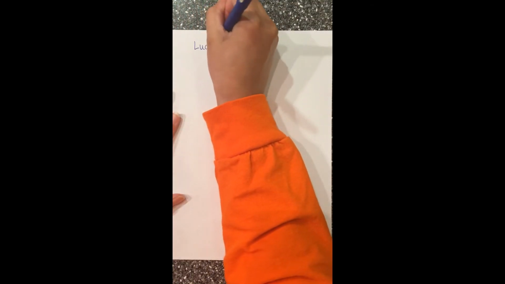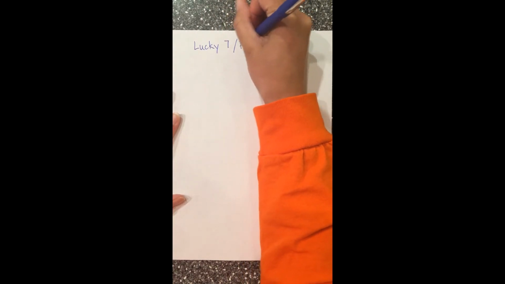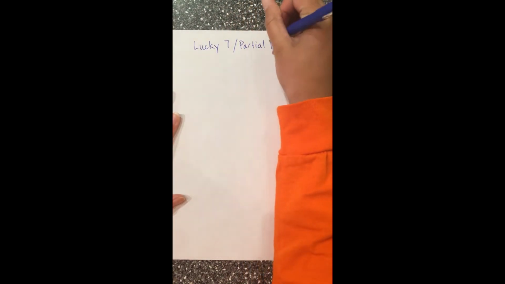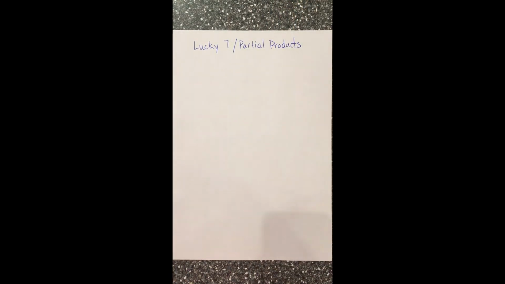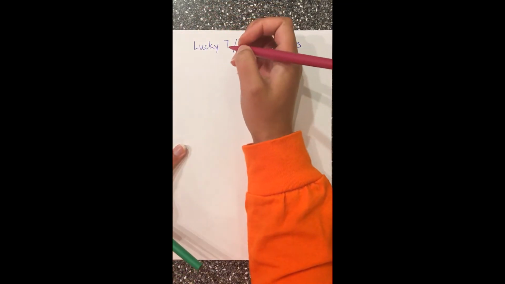Now we're going to review the numbers in base 10, standard 6, which is division, and I'm going to go through all three of the strategies that were taught this year. The first one we're going to cover is the lucky 7, also known as partial products. And just like our multiplication problems, we're going to use the same exact problem for all of the examples so that we're all on the same path.